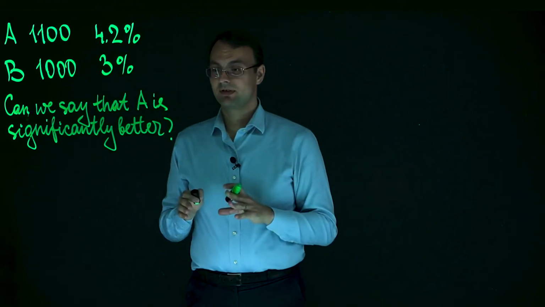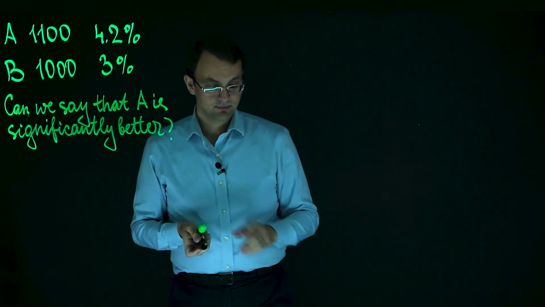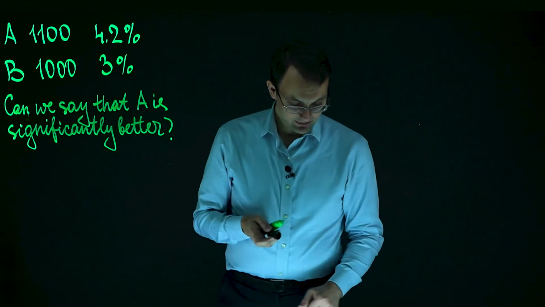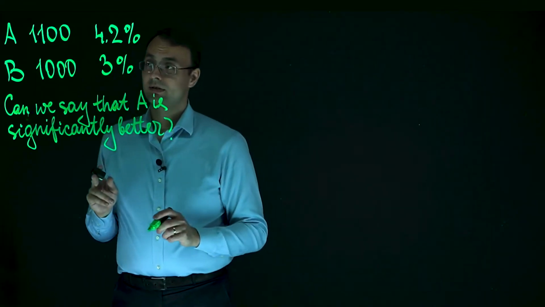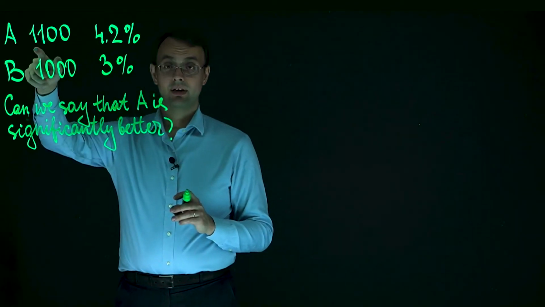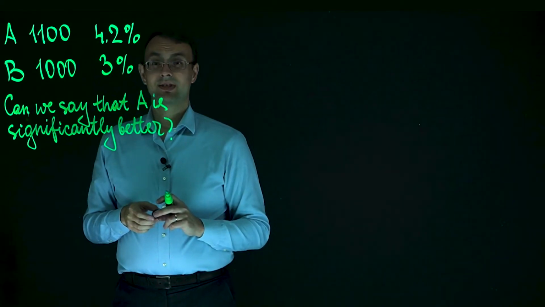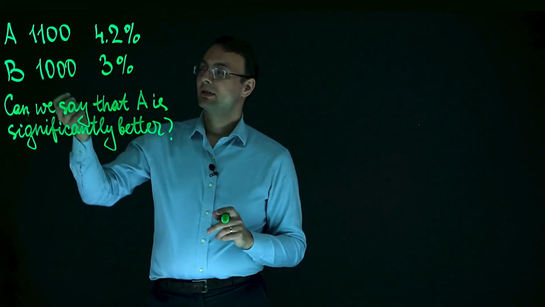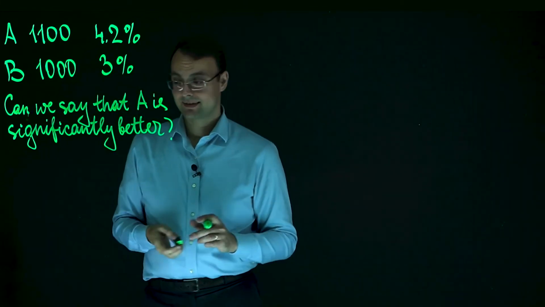So the first step is to arrange our data, our observations, into a table like the one I have shown you. So we can say that we have two series of trials. We have the first series of 1,100 trials, and 4.2% of them were successful ones. If we calculate 4.2% of 1,100, this is 46.